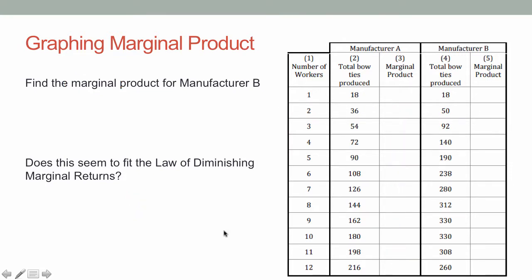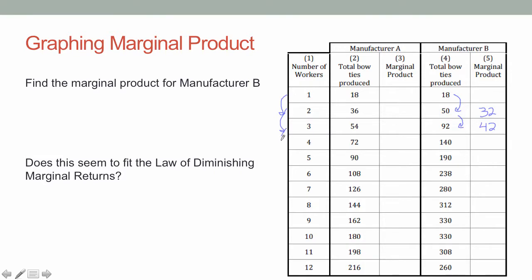Well, let's compare that with manufacturer B. What do we got going on here? So let's find the marginal product. So from 1 to 2, what's happening with B? Well, they're going from 18 to 50. That's an increase of 32. From 2 to 3, what's happening there? Well, if we're going from 50 to 92, well, that's an increase of 42. Okay, so they definitely got a little bit more. Hiring 3 workers definitely is better than 2 workers.